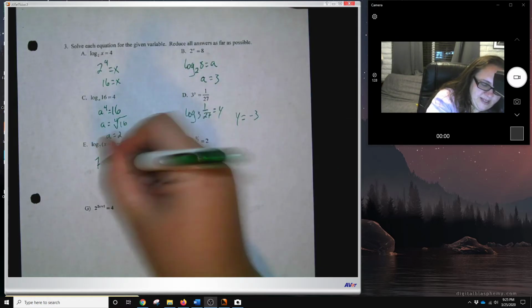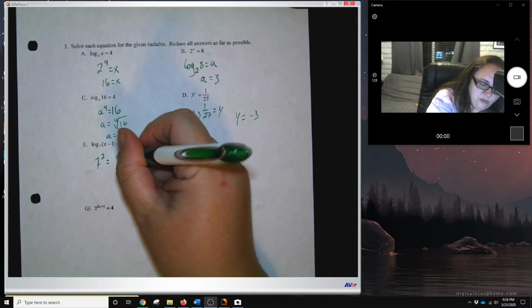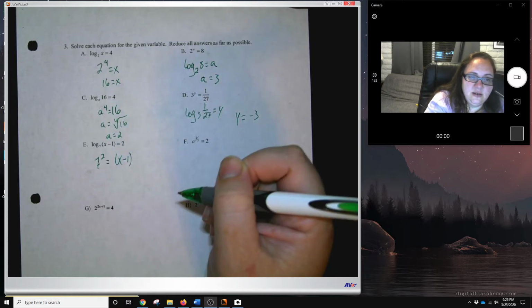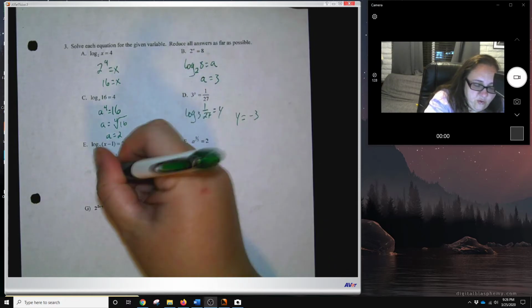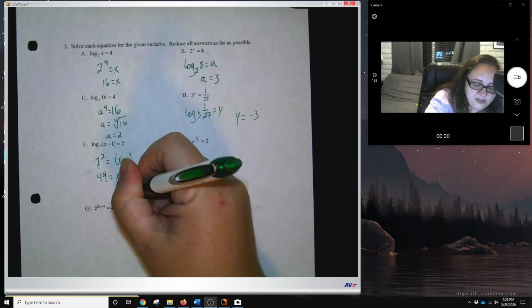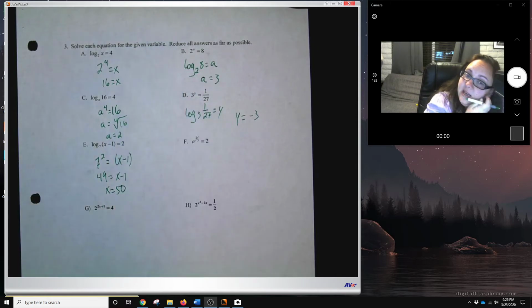So this one would be 7 to the 2 equals x minus 1. I don't know why I put that in parentheses. 49 equals x minus 1, so x equals 50.